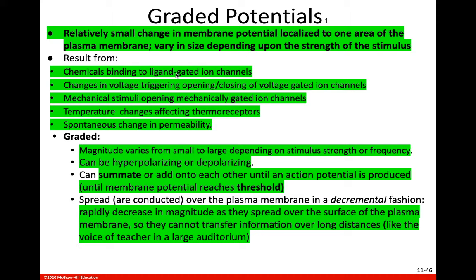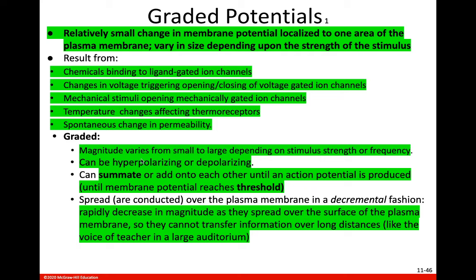Again, many things can cause this. As I said, chemicals like acetylcholine, any neurotransmitter or hormone binding to a ligand-gated ion channel, a small change in the voltage triggering the opening or closing of voltage-gated ion channels, pressure opening some mechanically gated ion channels, temperature opening some ion channels in your thermoreceptors, or you can just have spontaneous changes in the permeability. Any of these things are going to cause a small change in membrane potential.